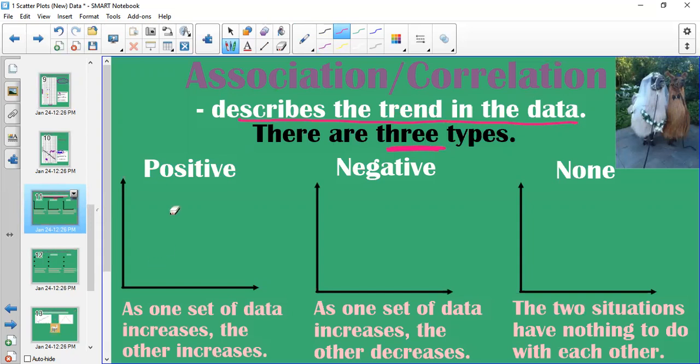So the first one is positive. Now this is what a positive scatter plot would look like. It looks like a positive sloped line, but it's a scatter plot, so it starts low and it goes high. Now there could still be some outliers or points that throw it off, but that still wouldn't change it. That would still be a positive correlation. And then we have negative. That's going to start high and go low. That would be an example. And then we have none. That on a graph would almost look like it's snowing. There is no rhyme or reason. It's just random.